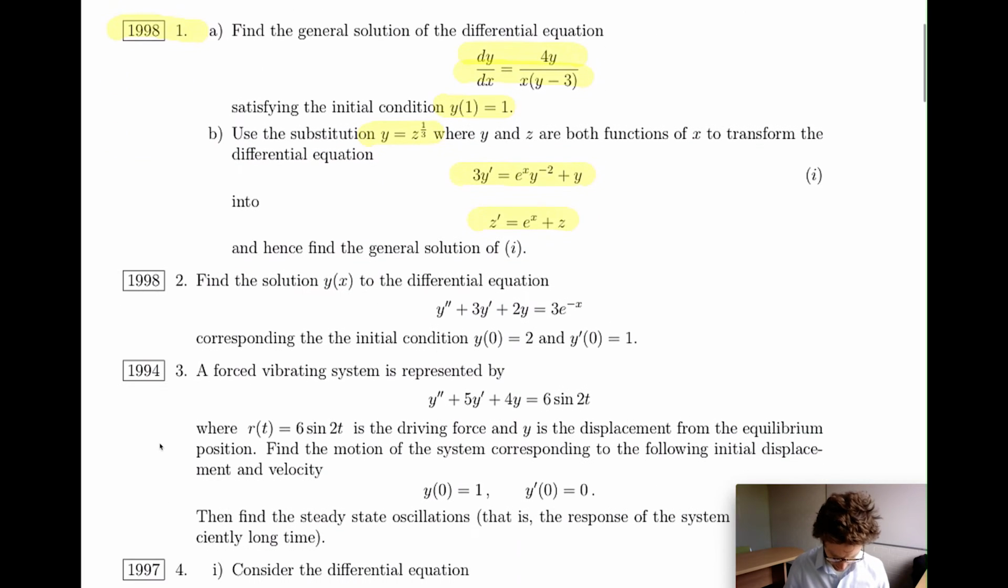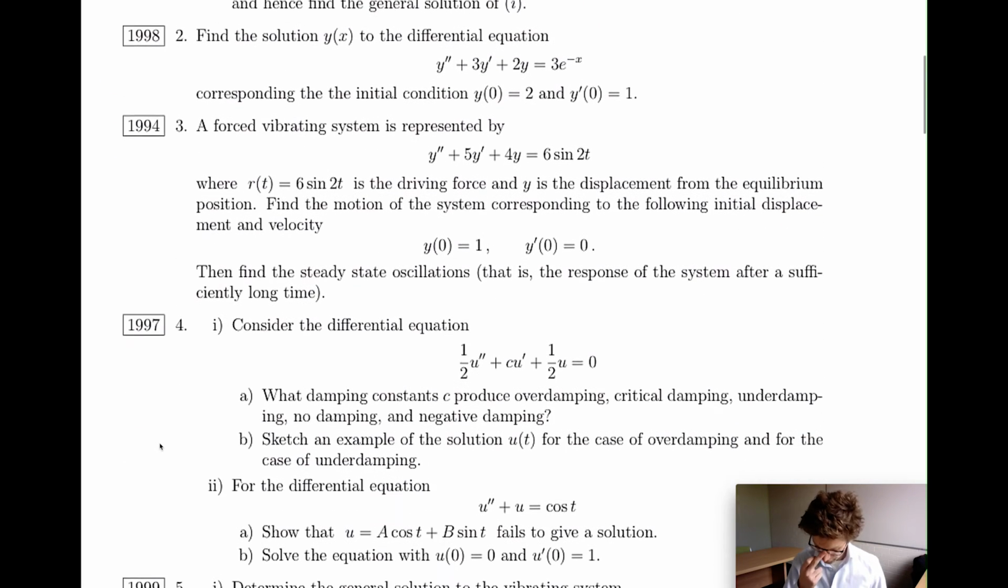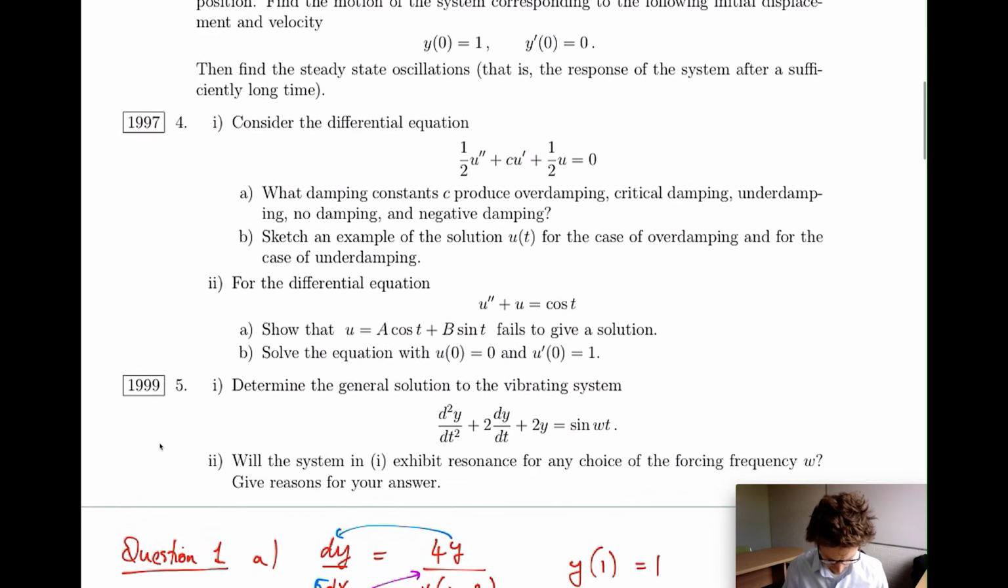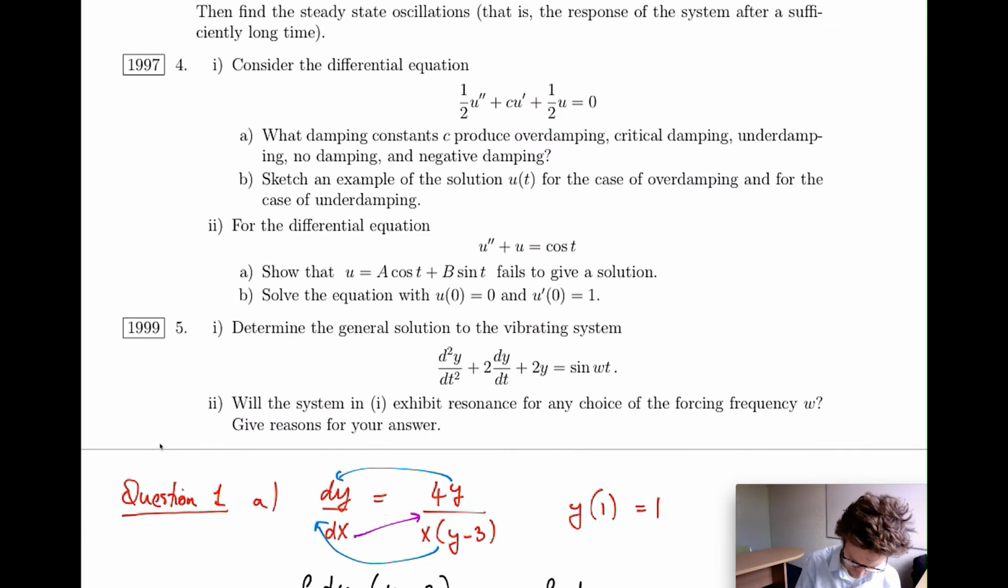So we're going to take a look at question 4 here. In this question, we've got a differential equation. It's second order. You see here 1/2 u double prime plus c u prime plus 1/2 u is equal to 0. So it's a homogeneous second order differential equation. No right-hand side.